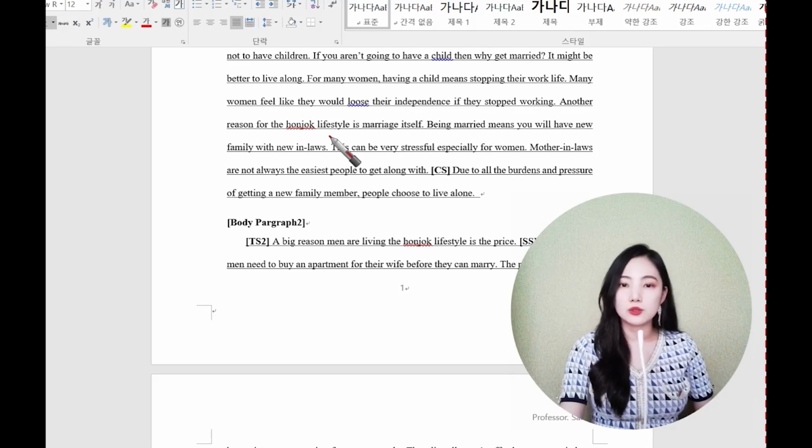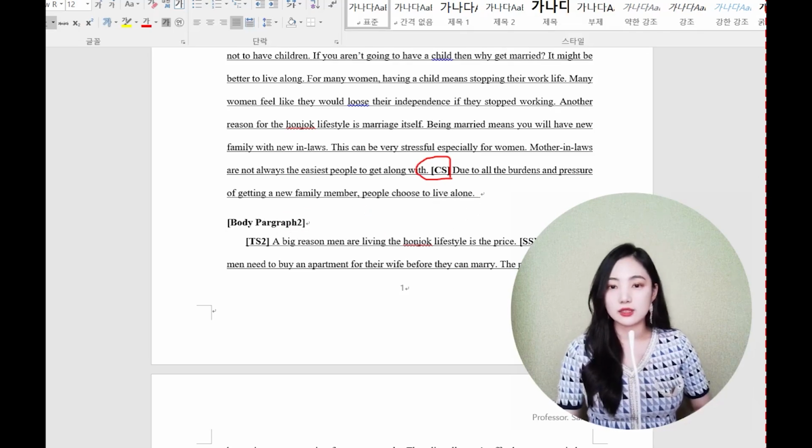Another reason for the Honjo lifestyle is marriage itself. Being married means you will have new family with new in-laws. This can be very stressful, especially for women. Mother-in-laws are not always the easiest people to get along with. And then we are moving on to concluding sentence. Due to all the burdens and pressure of getting a new family member, people choose to live alone.